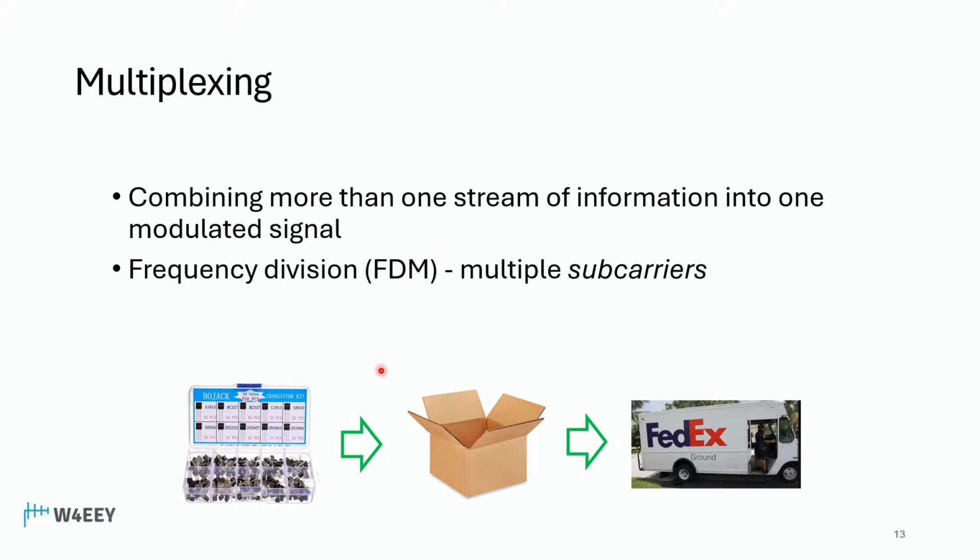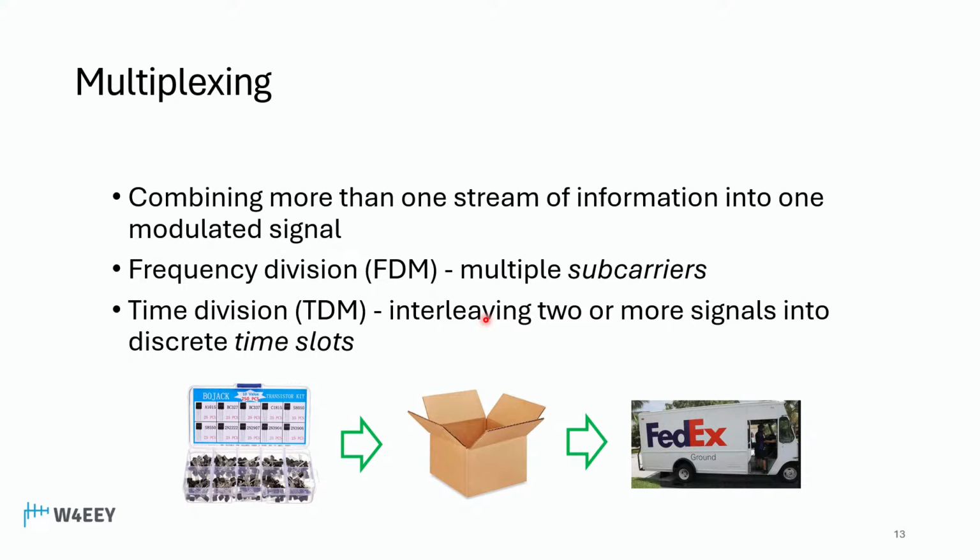We're going to be talking about frequency division multiplex. It's a concept where we're going to be using multiple subcarriers. And then we're going to be talking about time division multiplexing, where we're going to be interleaving two or more signals into discrete time slots. So time division and time slots go together. And in the case of frequency division multiplex or modulation, we've got multiple subcarriers. Diagrams coming up.